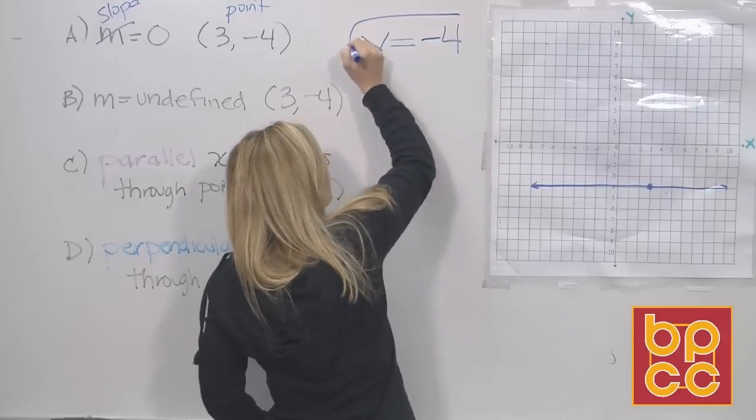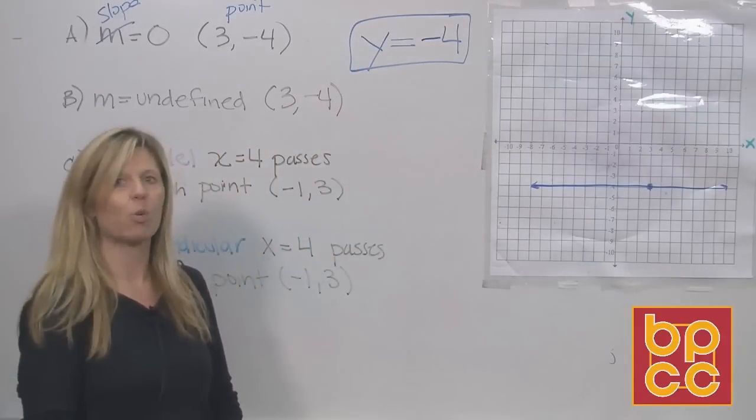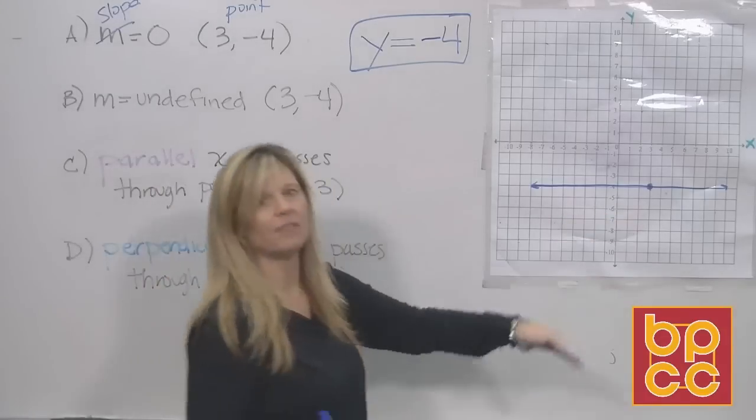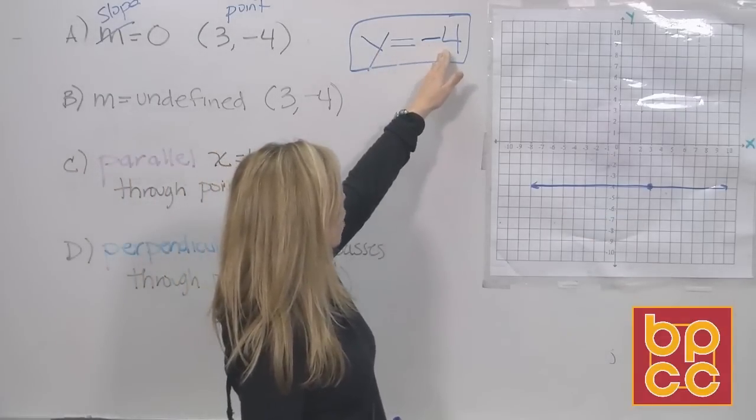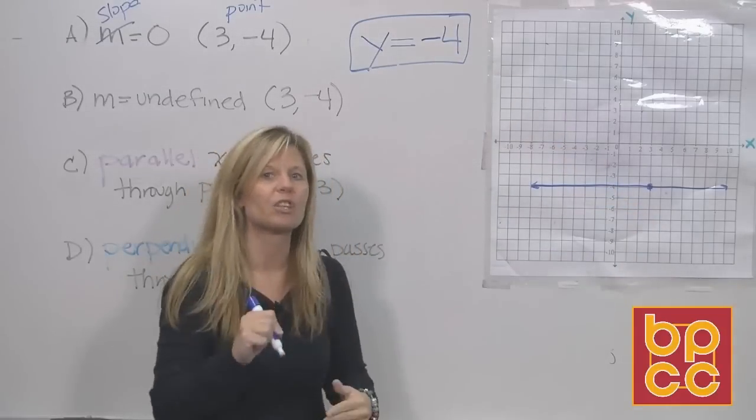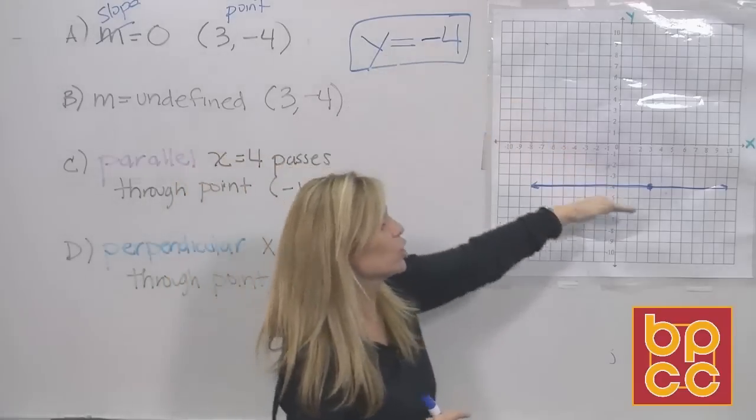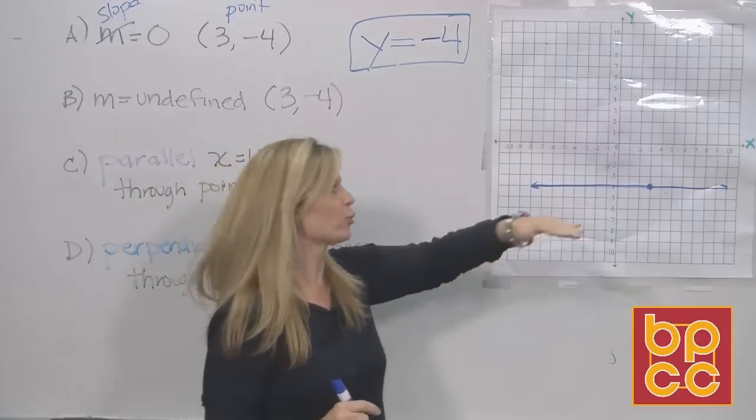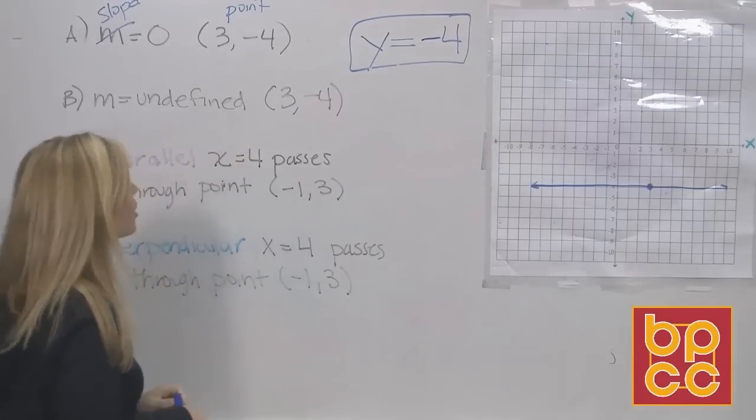Believe it or not, this is what they want for an answer. They want you to come up with the equation, the name of that line. And that's what you did. Y equals -4 would be the picture of this line. So we went backwards today. In the other module, I would give you the equation, you would draw the picture. We're drawing the picture first to come up with the equation. All right, let's go to the next one.